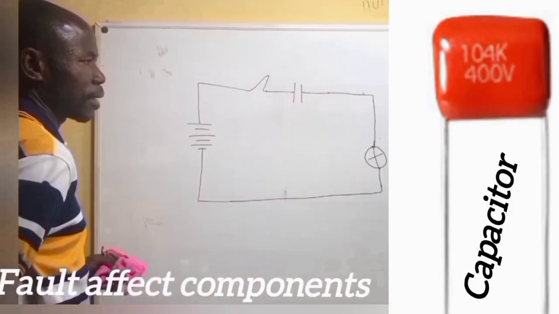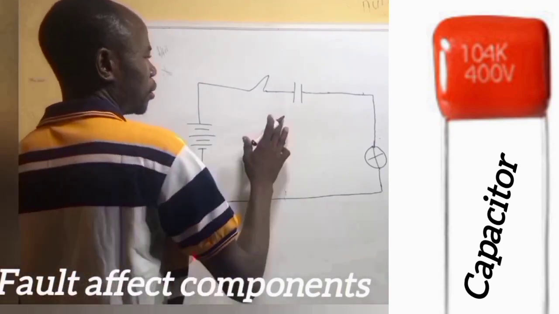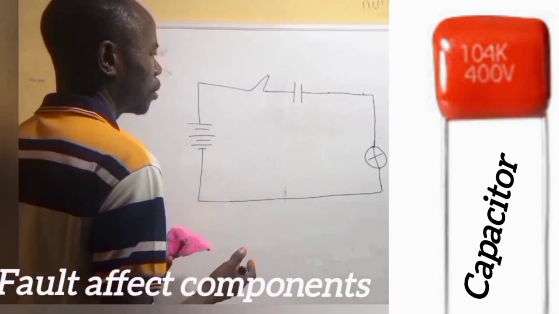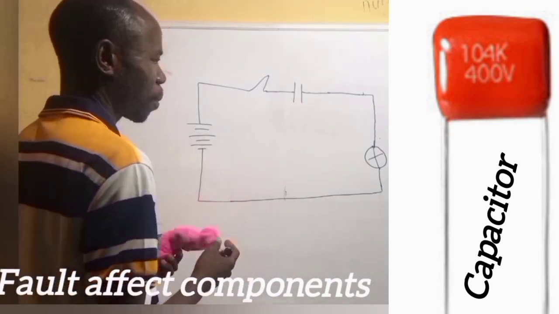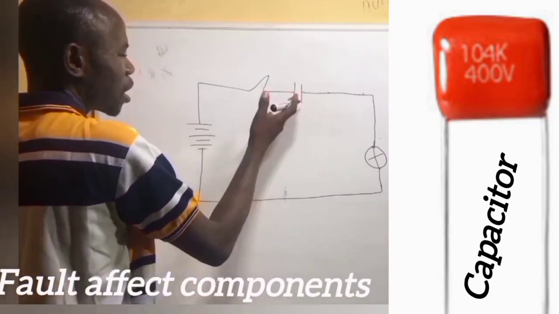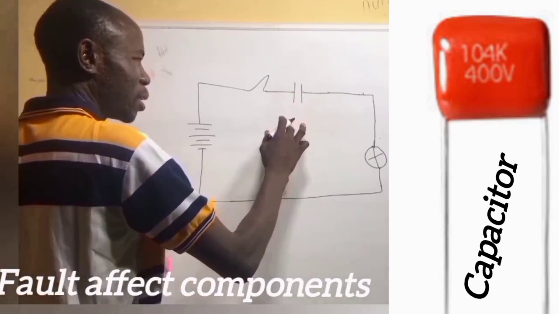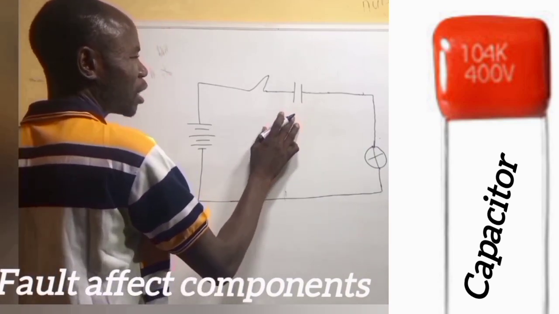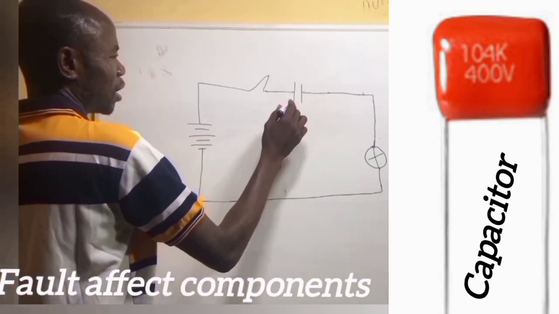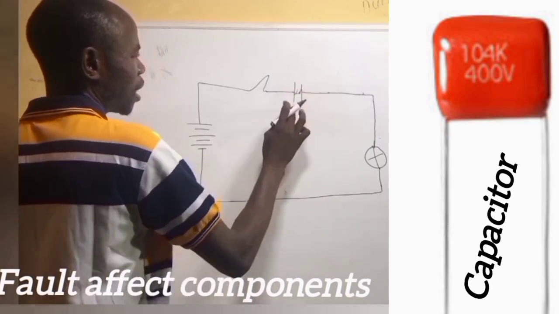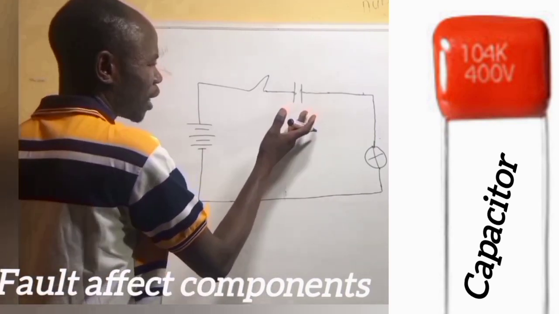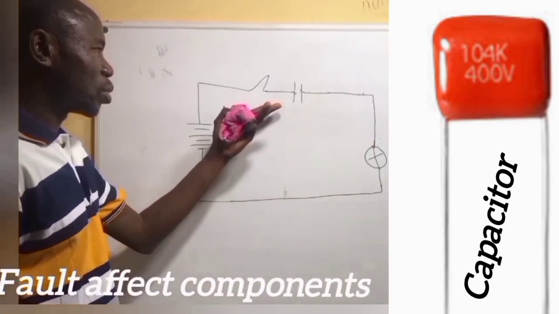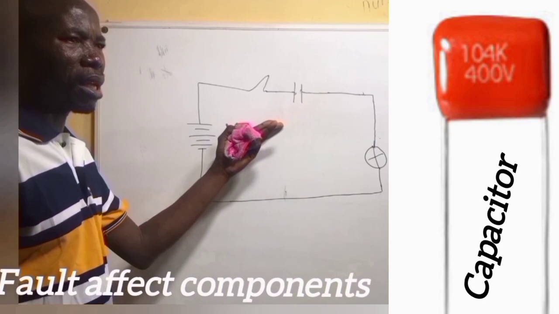This is a capacitor. You see, we have polarized and non-polarized capacitors. Okay, this is a non-polarized capacitor. The capacitor too can become faulty by open circuit. When it becomes open, the connection inside here can be open. When it becomes open like this, the current cannot get to the load. So the capacitor can be open circuit.